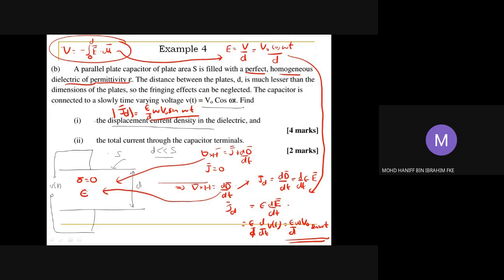Number 2 is to find the total current through the capacitor terminals. I think that should be no problem, because we have learned just now that in this particular case the current is based on this equation here. We don't have any conduction current across the capacitor, we only have the displacement current. So I total shall be ID, your displacement current only, and we can find that ID equals the integral of J dot ds.